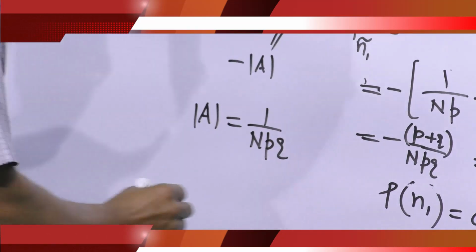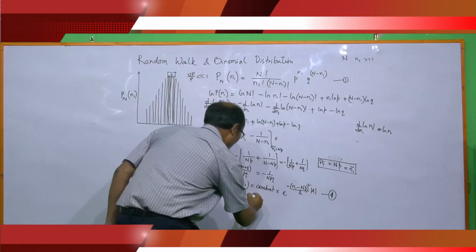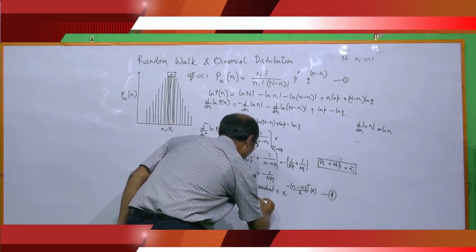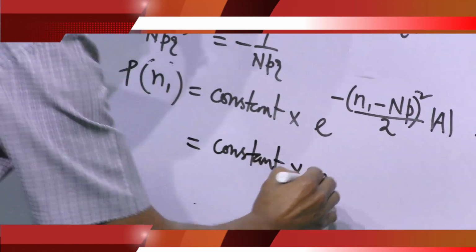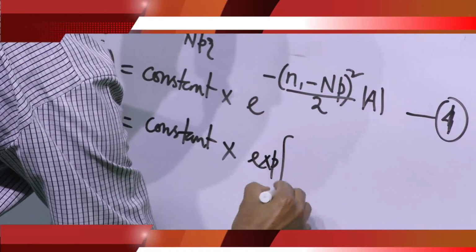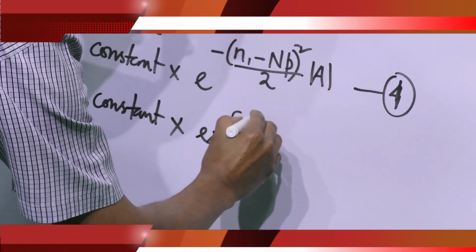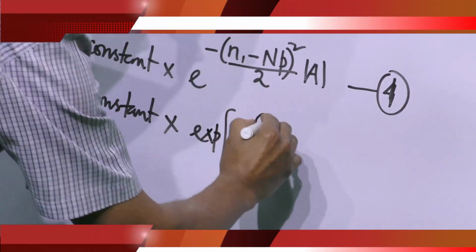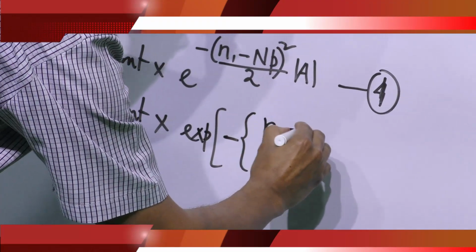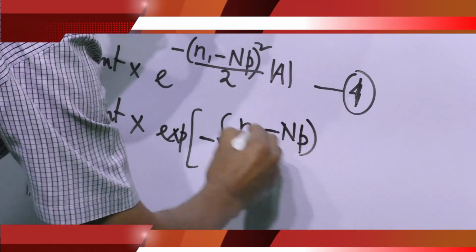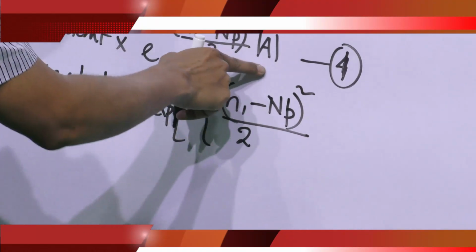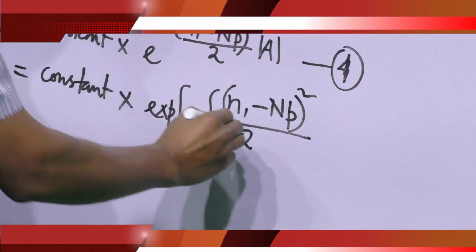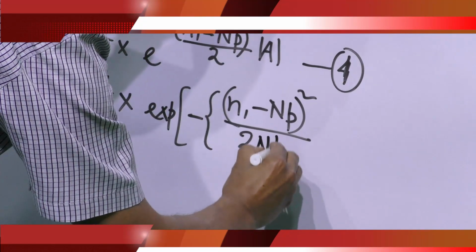So this probability P(n1) is equal to a constant times exponential of minus (n1 minus np) squared divided by 2, and instead of A, I substitute npq.